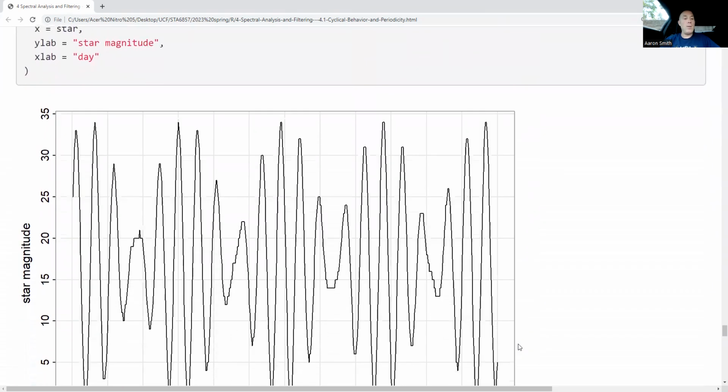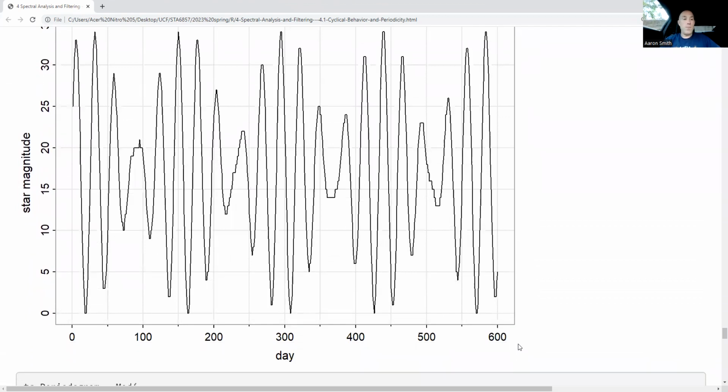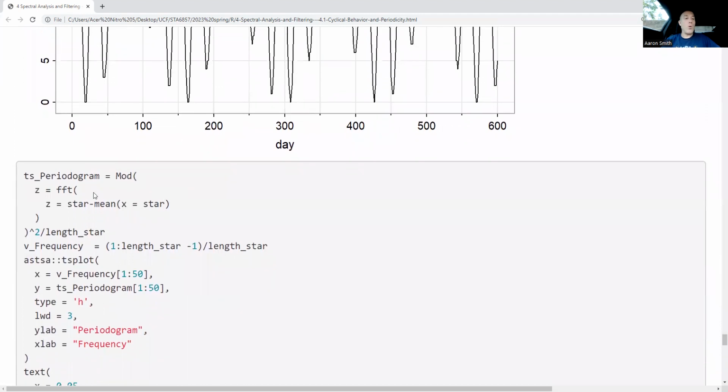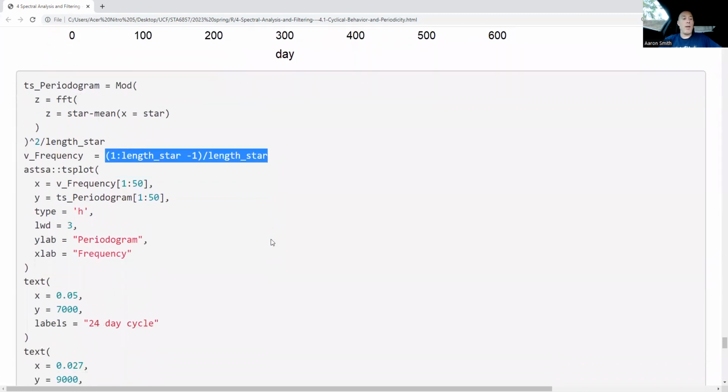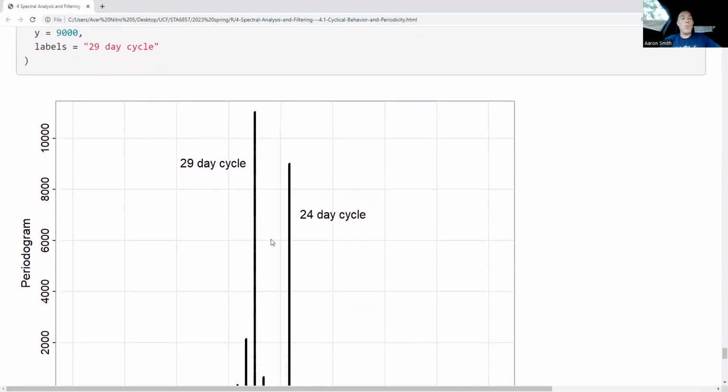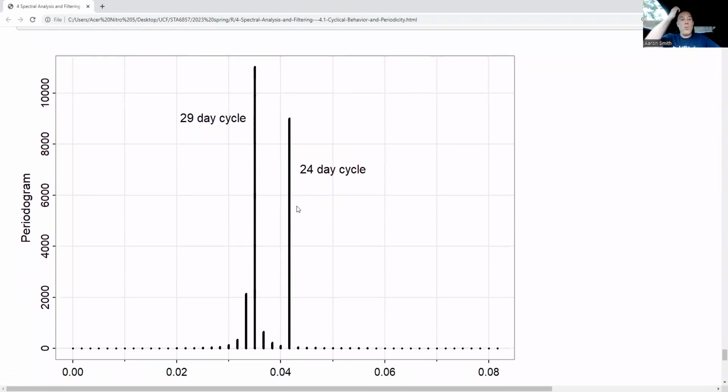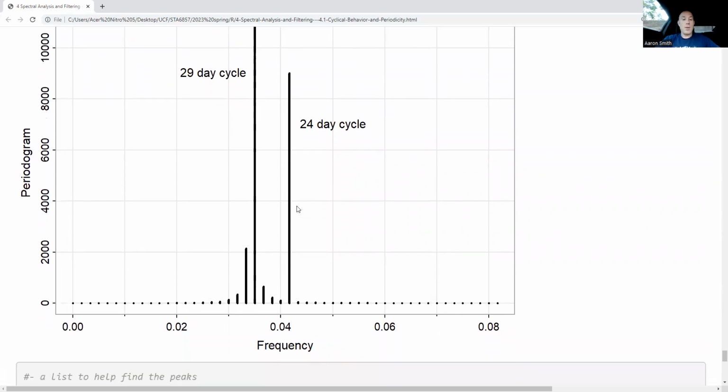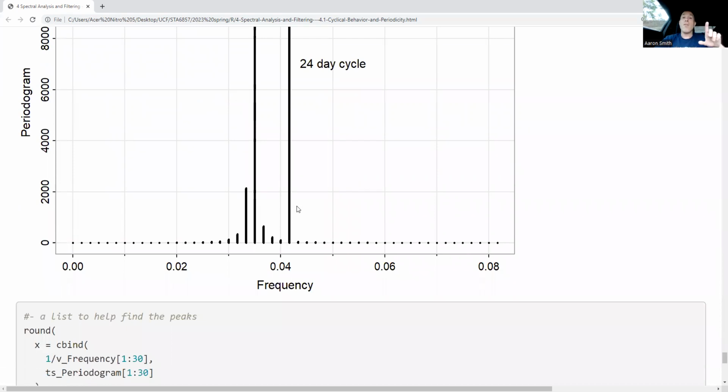And so here is my actual time series data. Here I'm taking the fast Fourier transform, taking the modulus and squaring and dividing by the length of the data. Here I'm getting the frequency, and then I'm going to go ahead and plot it. And so here we can see that we've got two really big spikes, and those two really big spikes are clearly the most important ones. We look at that and notice that one corresponds approximately to a 29-day cycle, and the other is approximately a 24-day cycle. And so this gives us a nice, good inference about the process of that individual star.